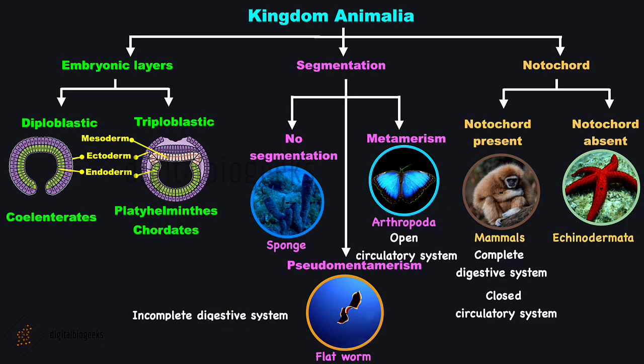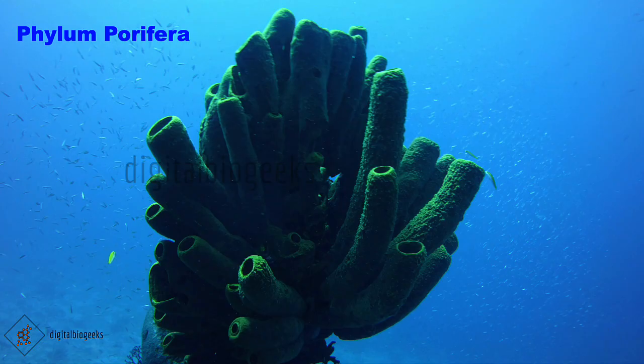So far, we learned how animals are classified based on their level of organization, their body symmetry, segmentation and the presence of a notochord. Now let's learn about each phylum in detail. Let's learn about the first phylum, Porifera.